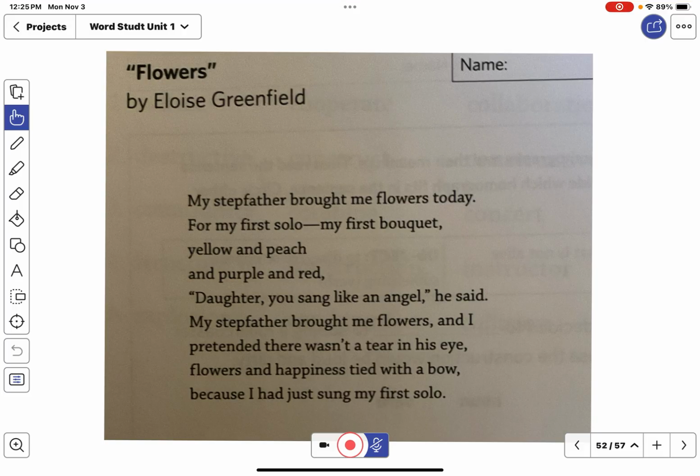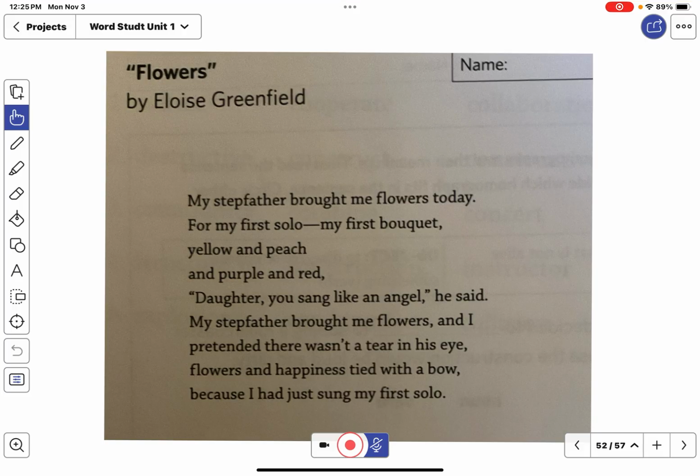Listen as I read. My stepfather brought me flowers today for my first solo, my first bouquet. Yellow and peach and purple and red. Daughter, you sang like an angel, he said. My stepfather brought me flowers, and I pretended there wasn't a tear in his eye. Flowers and happiness tied with a bow, because I had just sung my first solo.